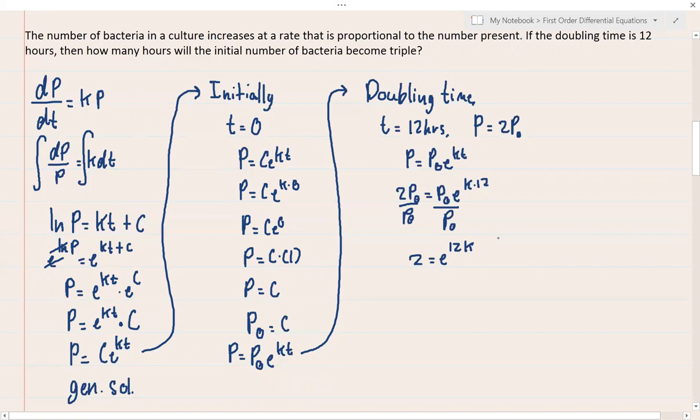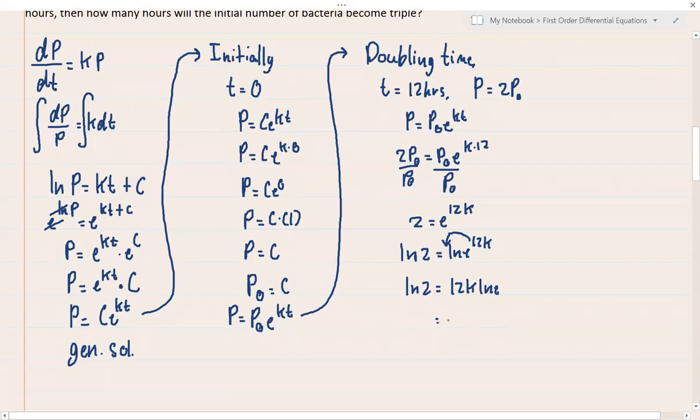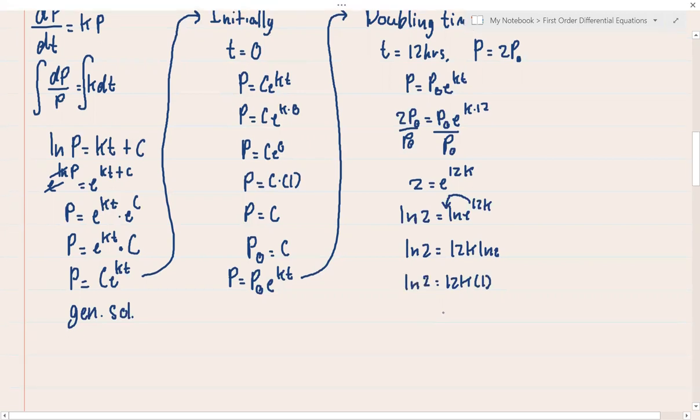Now, in here, we can find k. That's a good part here. We can find our k here. So what to do? Let's put ln on both sides. So ln of 2 is equal to ln of e raised to 12k. So let's bring down 12k to the side, so we get 12k times ln of e. And I told you earlier, ln of e is equivalent to 1. So 12k times 1 becomes 12k.